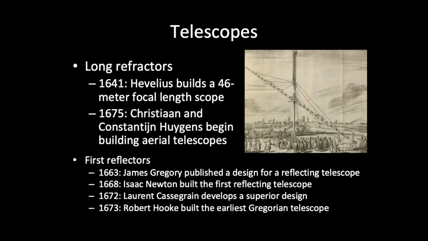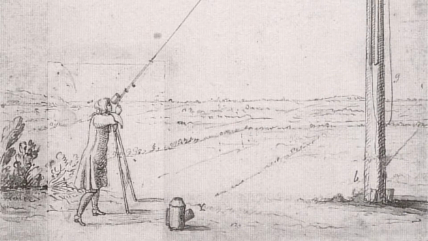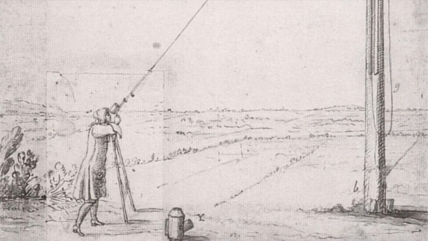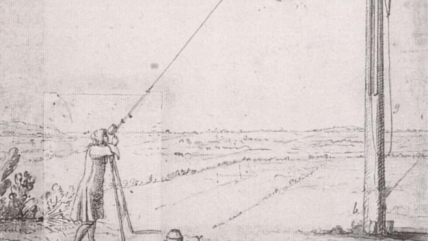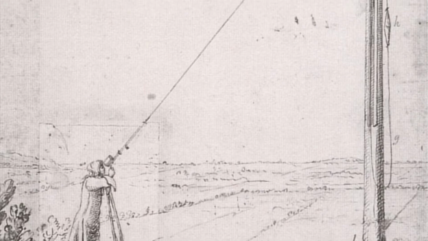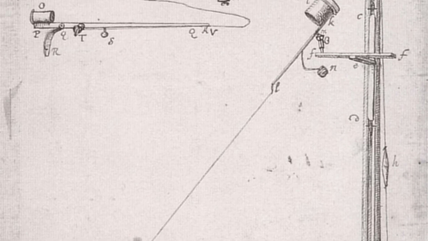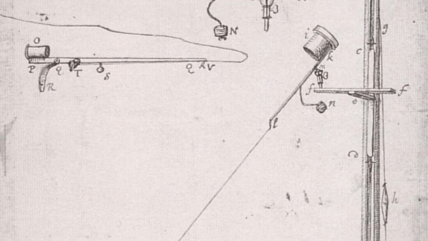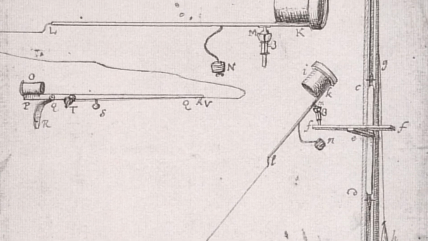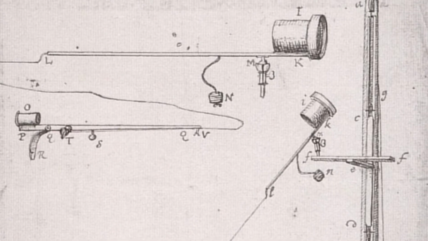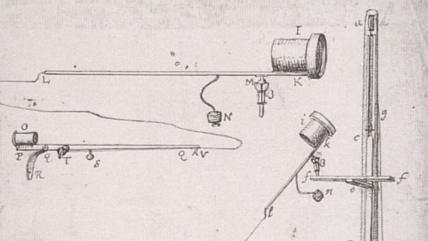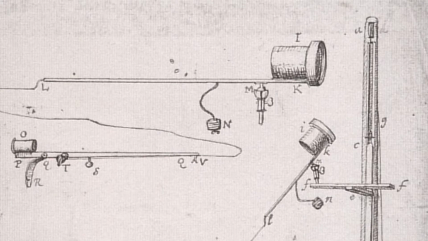In 1675, Christian and his brother Constantin Huygens began building aerial telescopes, eliminating the tube altogether. They used a taut string to keep the eyepiece aligned with the primary objective lens. They made objective lenses up to 8.5 inches in diameter, with focal lengths up to 64 meters long. These very long focal length telescopes would become obsolete in the next century with the invention of the achromatic lens.